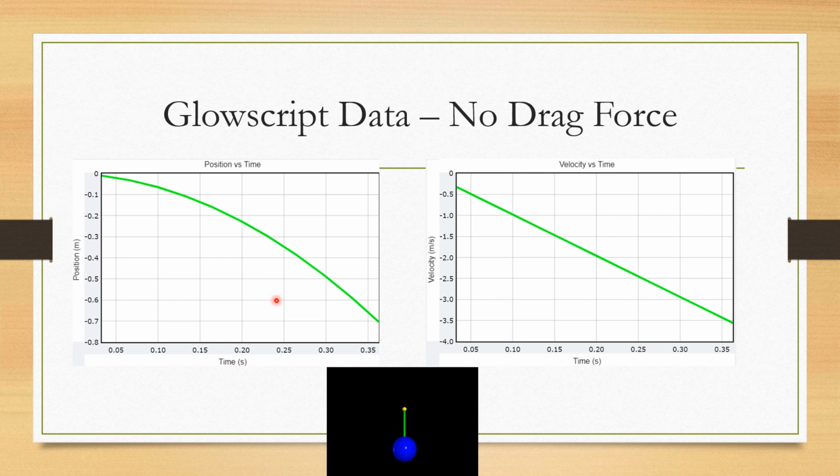And this is the GlowScript data. As you can see, it's not linear. This is for no drag force. Not linear, similar to actually the Tracker data. And then the velocity is constantly increasing in magnitude, decreasing in direction because of the acceleration.